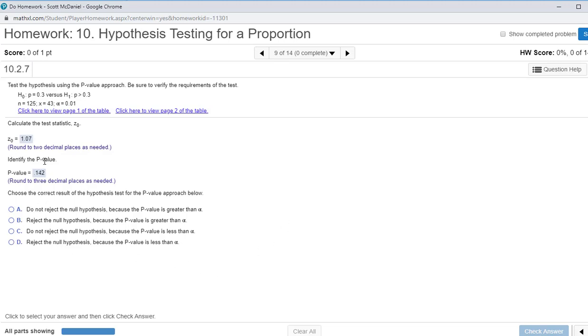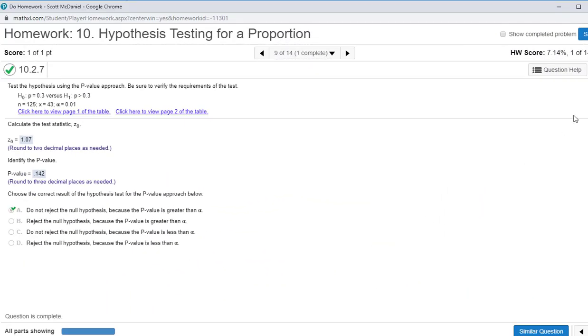Okay, and so our alpha level is set at 0.01. So we want to know if our p-value is lower than alpha. So that's a pretty high p-value. So this 0.34 that we obtained could have happened by random chance, even if this is still 0.3. So we don't reject the null hypothesis. It certainly could still be equal to 0.3. So do not reject because the p-value is greater than alpha.